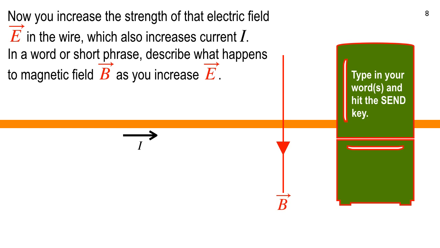Describe what happens to the magnetic field B as you increase E. All right, now think about that. Talk it over with your teammates. You guys go ahead and circulate. I'll give you a few minutes to think about it. Use your right hand rule. Use everything that you know.